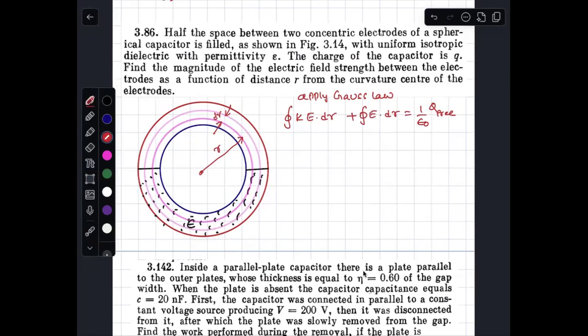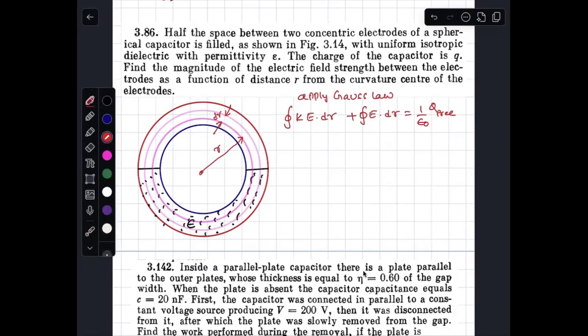Don't get confused. You are looking at me, why are you writing two terms? Because half is in dielectric, half is in air. In air, you already know the Gauss law form. In dielectric, this is the form of the Gauss law. This is how you will have Gauss law.